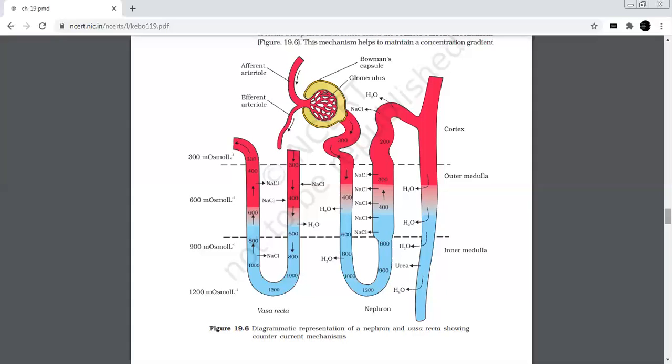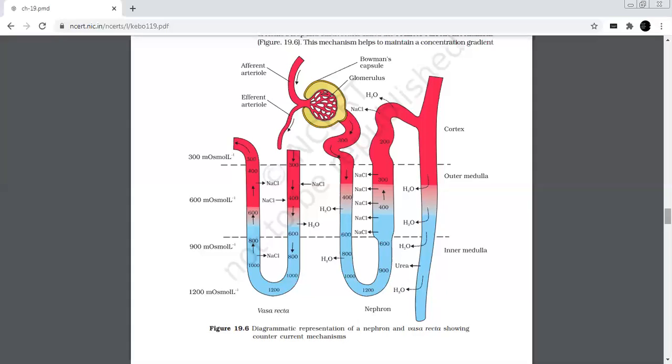NaCl is transported out by the ascending loop of Henle. This enters the descending limb of vasa recta. NaCl is returned to the medullary interstitium by the ascending part of vasa recta, but in contrast, the water diffuses into the blood of the ascending limb of vasa recta and is carried away into the general blood circulation.